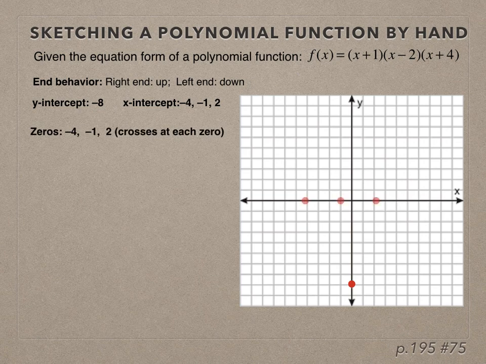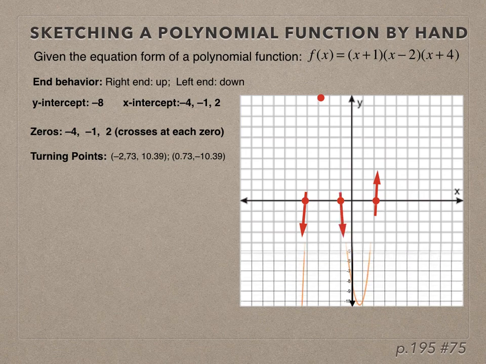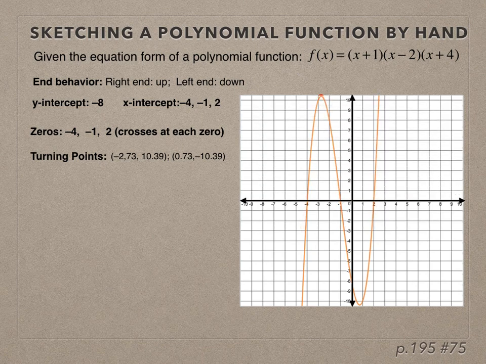So I can graph those points, and they're going to cross at each 0. We have no double roots here. Next thing that I do is I find my turning points, which again I used a graphing utility to get. Next year in calculus, you'll be able to find your turning points using a different process. So I'm going to plot the turning points. Now remember, my right end tends up and my left end tends down. And so my curve fits through there nicely.